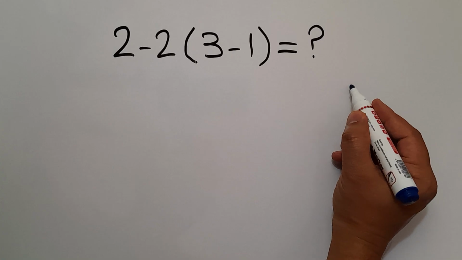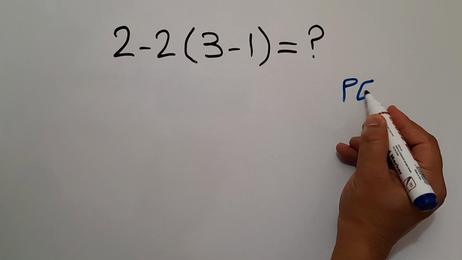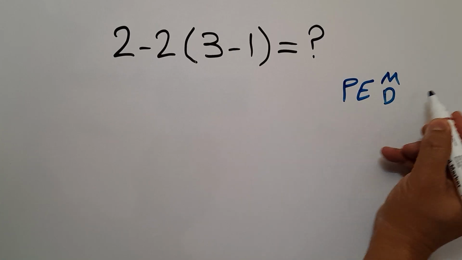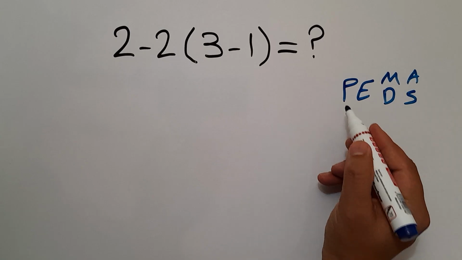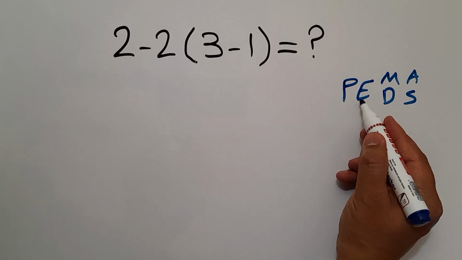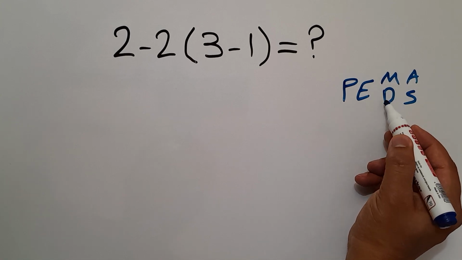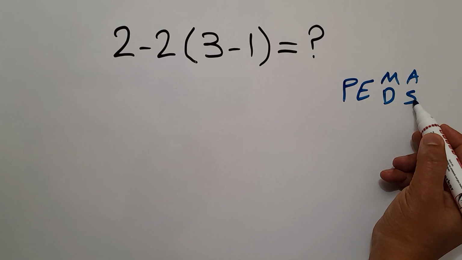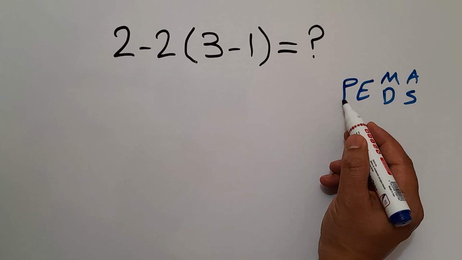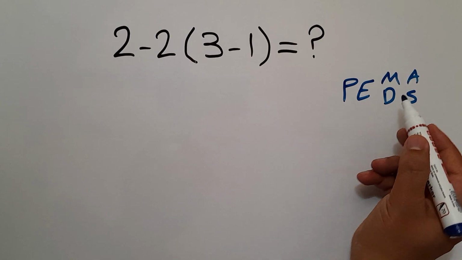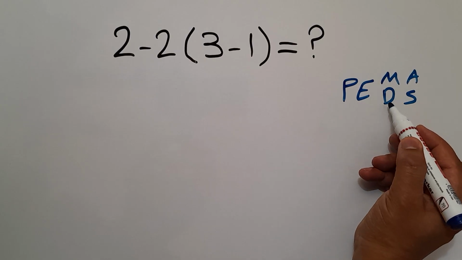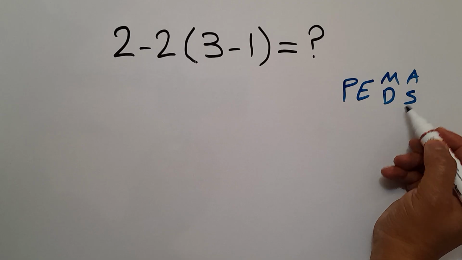According to the order of operations, which is PEMDAS, P stands for parentheses, E stands for exponents, M and D stand for multiplication and division, and A and S stand for addition and subtraction. We first do parentheses, then exponents, then multiplication or division, and finally addition or subtraction.